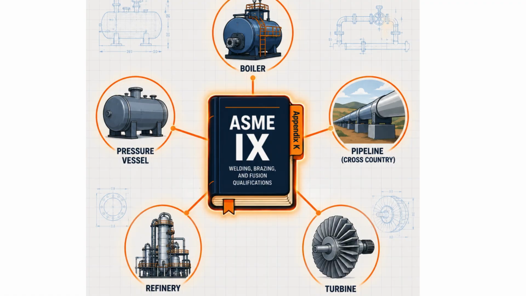Section 9 isn't standalone reading, other major codes lean on it directly instead of writing their own welding rules from scratch. Section 1, for power boilers, points back to Section 9 for its welding qualification requirements. Section 8, for pressure vessels, does the same, and so do the B31 piping codes, covering everything from process plants to cross-country pipelines. In fact, Section 9 even has its own appendix, Appendix K, just to guide other codes on how to reference it correctly. That's why the same WPS and WPQ system shows up whether you are building a refinery, a power plant, a pipeline, or heavy rotating equipment like turbines and generators.